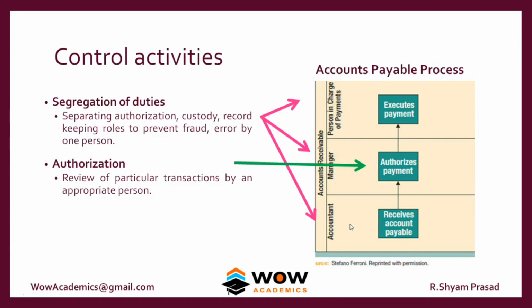To reduce that problem, we have authorization, where the manager should ensure that this payment should actually be made. It is a real payment that has to be made, it is also accounted, and it is actually paid. That is where authorization comes into play. It is usually a supervisor role.